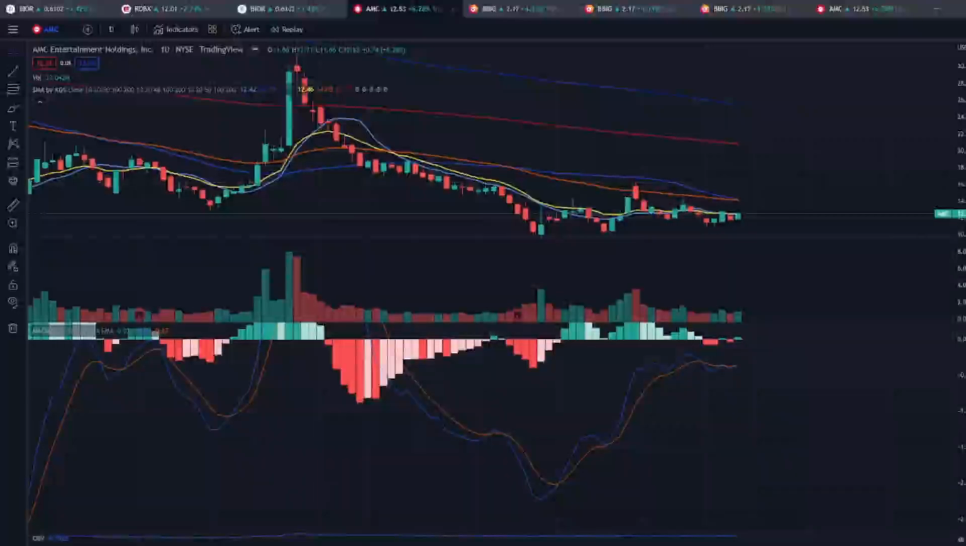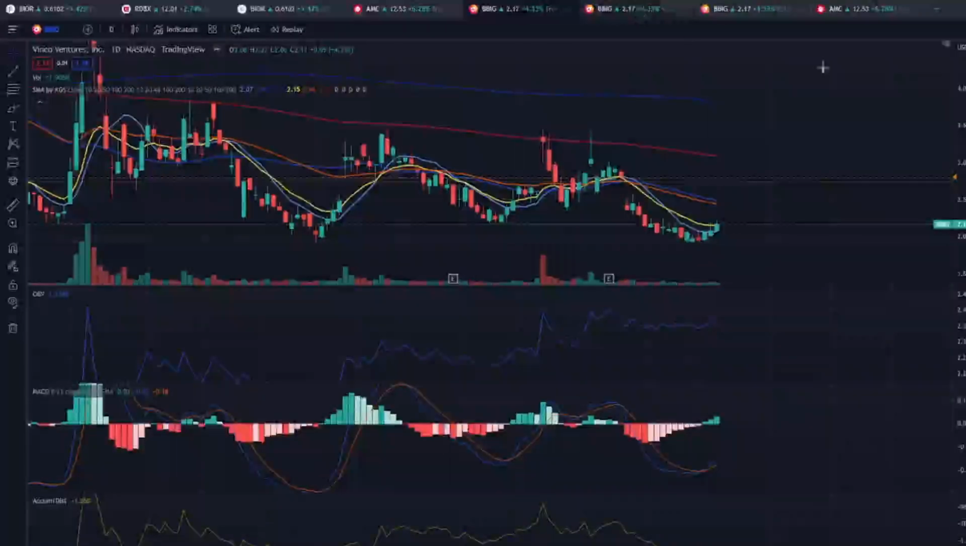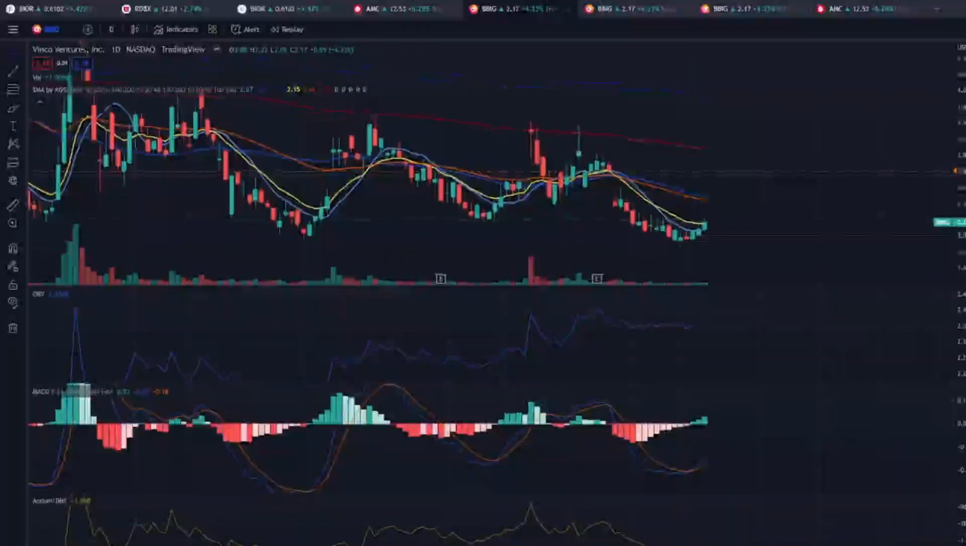So I look at both EMAs and SMAs. And if I'm looking for a short-term swing or scalp, you know what? Let's look at a real example. Okay. This is BBIG. I recently took up a position in BBIG.